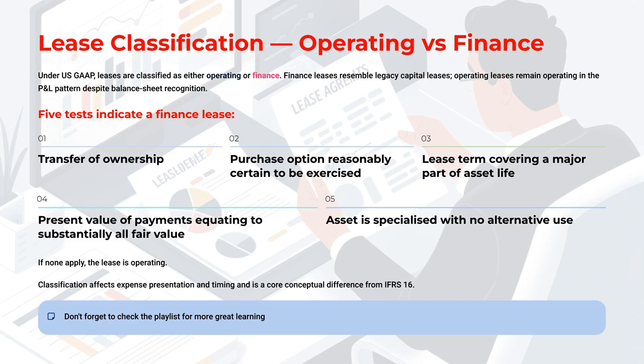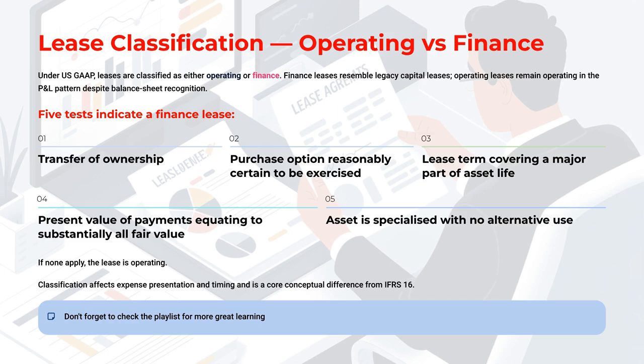Under US GAAP, leases are classified as either operating or finance. Finance leases resemble legacy capital leases. Operating leases remain operating in the P&L pattern despite balance sheet recognition.